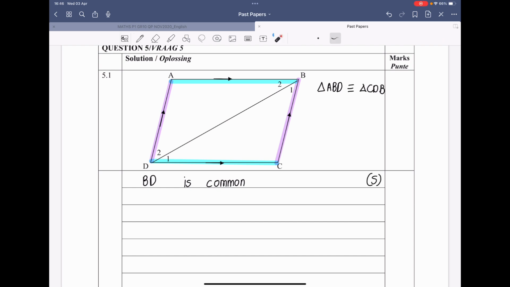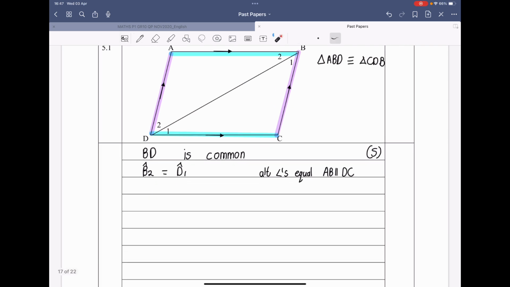Then I know that these lines are parallel, which means that I've got this structure here, and that means that this angle here is going to be equal to this angle here because of alternate angles. So I can say that B2 is equal to D1, and my reason is alt angles equal, and I have to say that AB is parallel to DC.